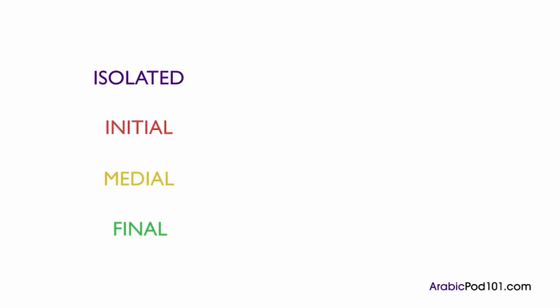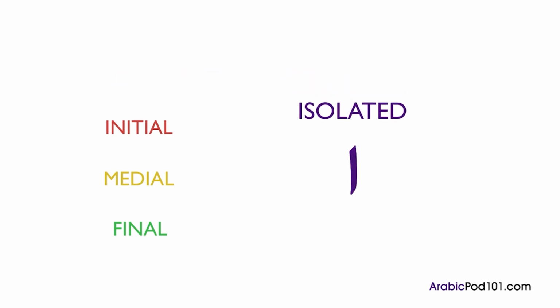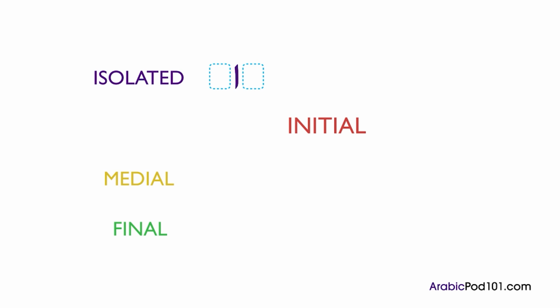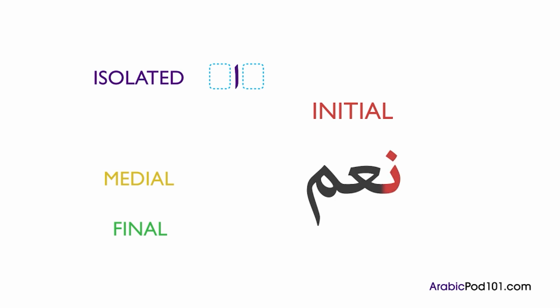It's always one of four: isolated, initial, medial, or final. Let's look at each of them. Isolated means that the letter has no letters before it or after it. It's the standard form we learned just a few minutes ago. Initial means that the letter lies in the beginning of a word, so it's connected to the letter after it, but has no letters before it. Are you confused because the initial position connects to the letter to the left of it? That's because Arabic is written from right to left.